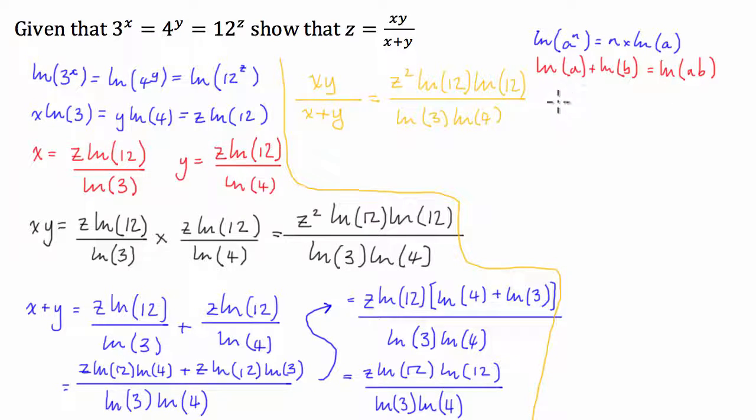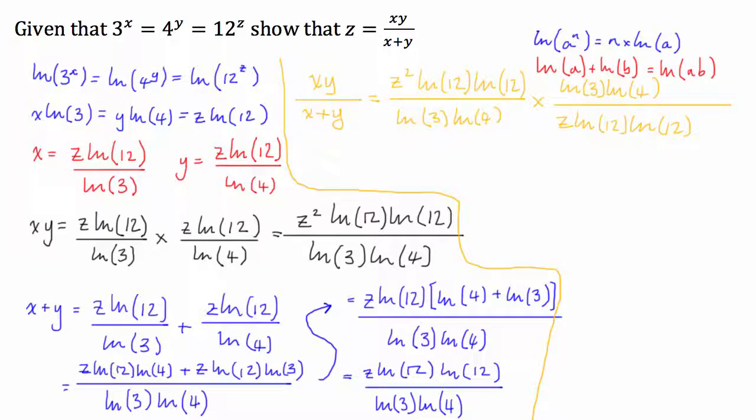And what we're going to be doing is dividing this by x plus y. But instead of writing this down twice, I'm going to multiply by the reciprocal of x plus y. So I can multiply this by ln of 3 ln of 4, divided by z ln of 12 ln of 12.